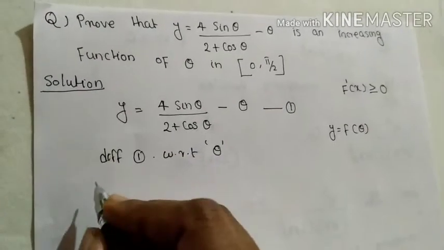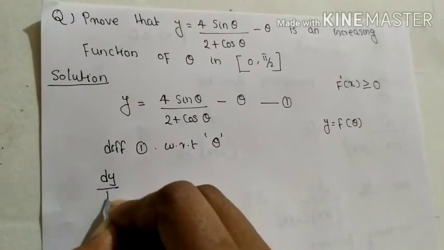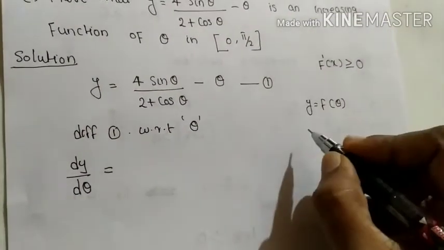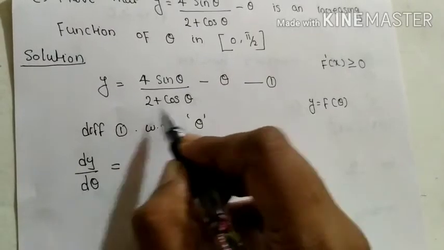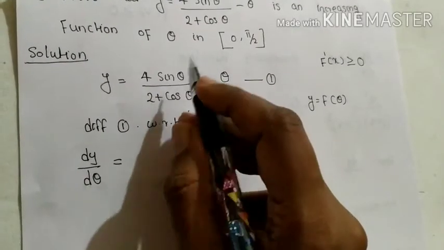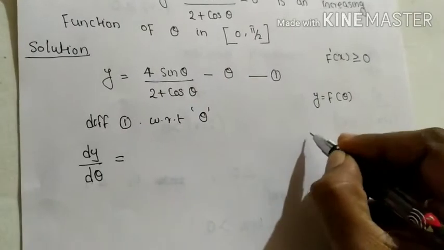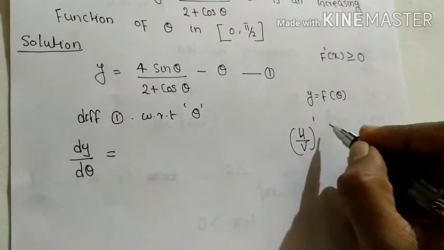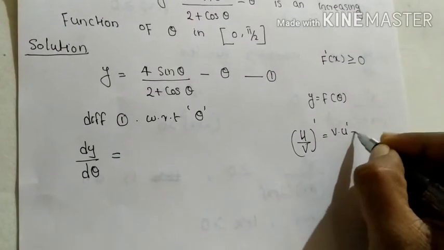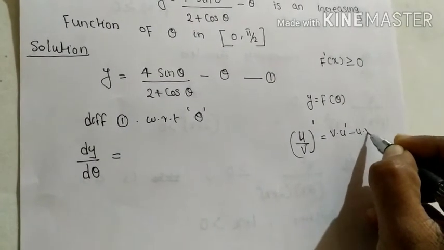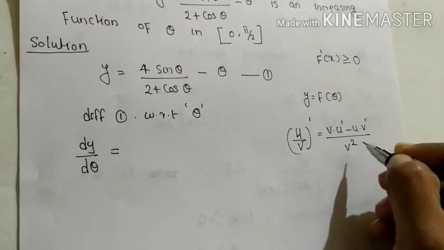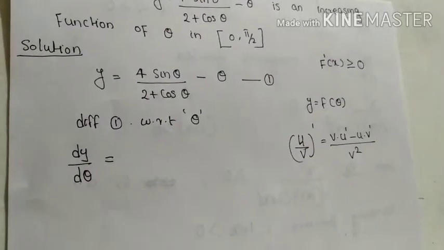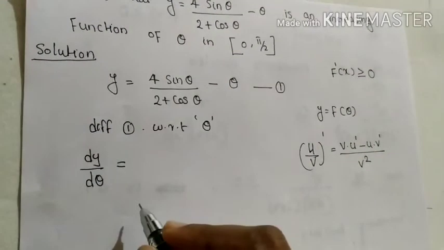So, differentiating equation number 1 with respect to theta, we get dy by d theta equals. We know that here it is of the form u by v, so we need to use the quotient rule. The quotient rule is (u by v) whole dash equals (v into u dash minus u into v dash) whole divided by v square. Here u is our numerator and v is our denominator. So I'm going to apply this quotient rule here.